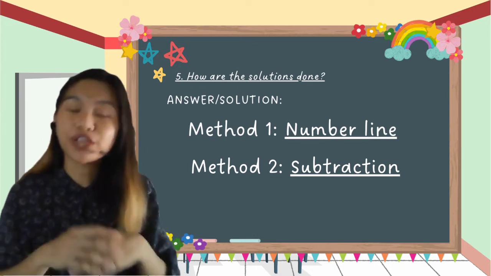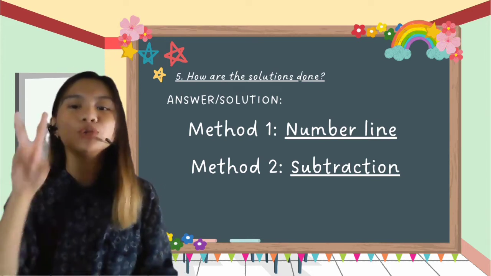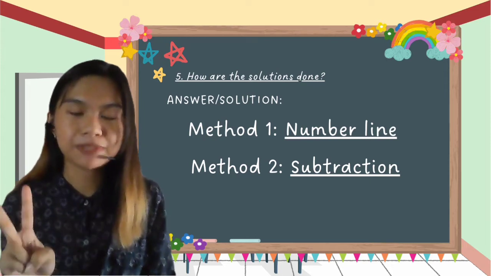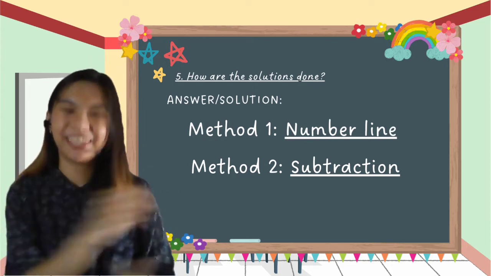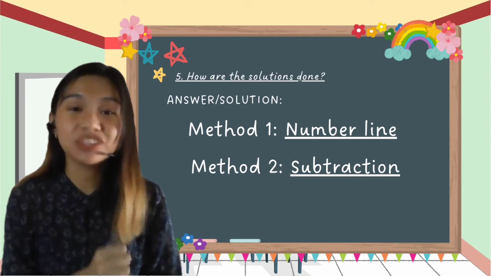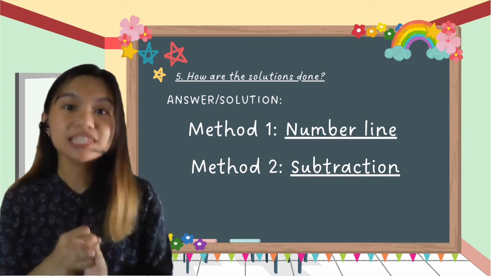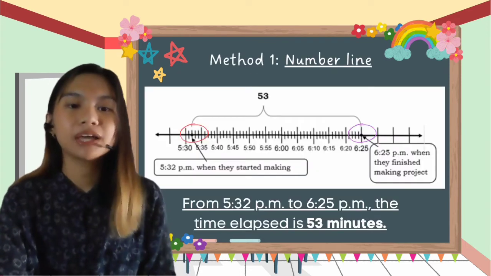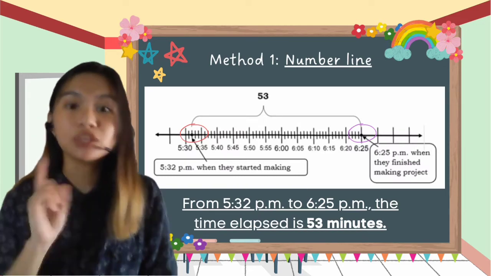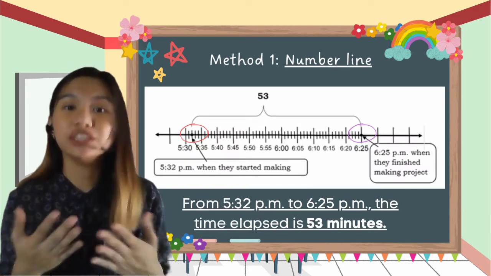Okay, so for this morning, I will be teaching you 2 methods in solving the elapsed time. Are you all ready? Okay, so first method is the number line. The second is subtracting. Okay, let's go first to the method 1. This is called the number line.